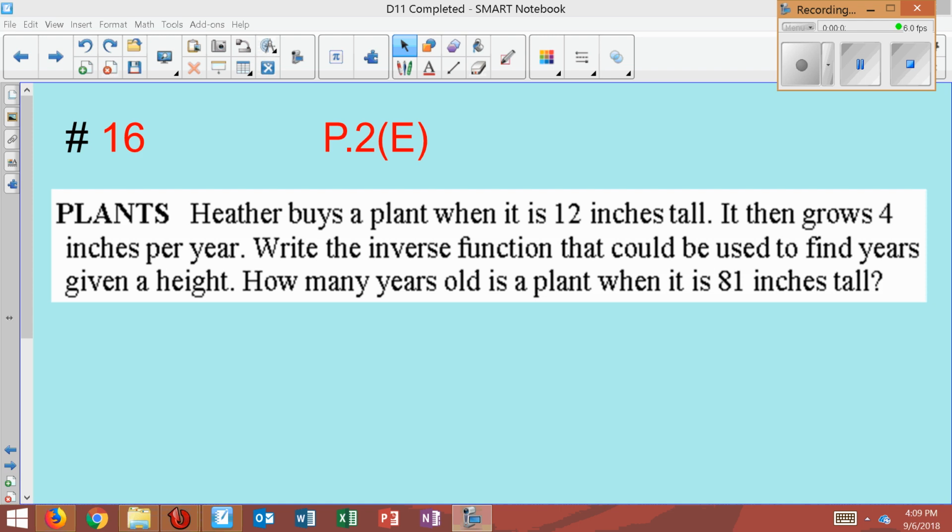Number 16, plants. Heather buys a plant when it's 12 inches tall. It then grows 4 inches per year. Write the inverse function that can be used to find the years given a height. How many years old is a plant when it's 81 inches tall?